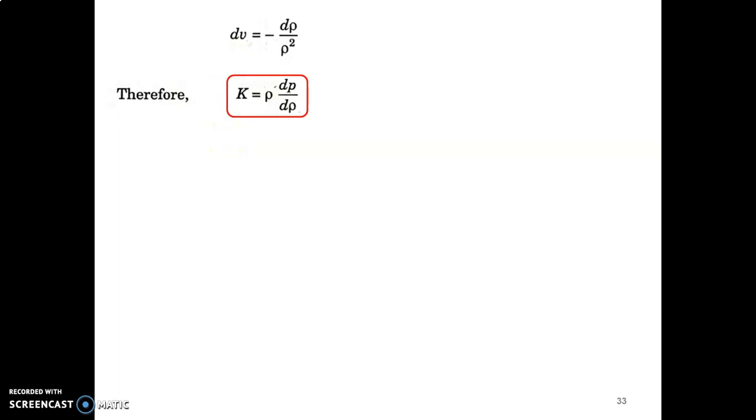This can be considered as the final form for the bulk modulus of elasticity. This relation will be recurring throughout our compressible fluid flow analysis. So K is equal to rho into dp by d rho. Also, this equation is otherwise represented like this: dp by d rho is equal to K by rho. That form is used throughout. When the velocity of sound is considered, we can change that equation by using this expression. That will be coming later.